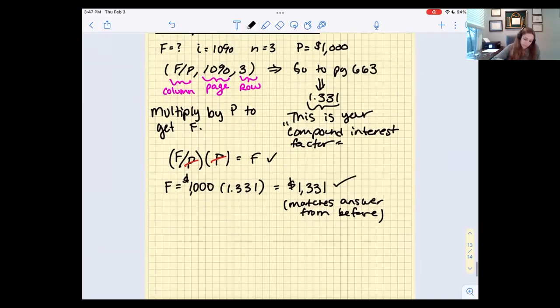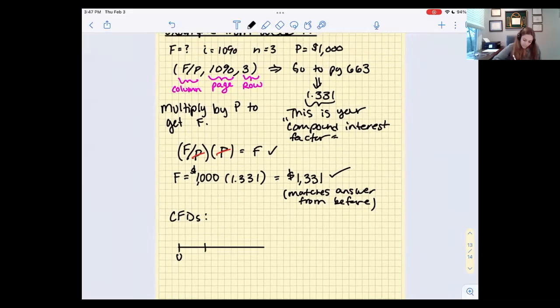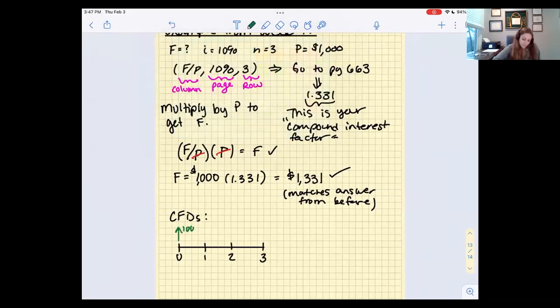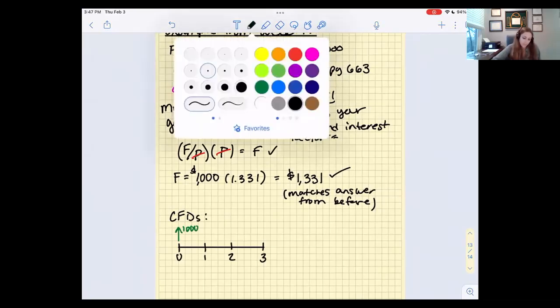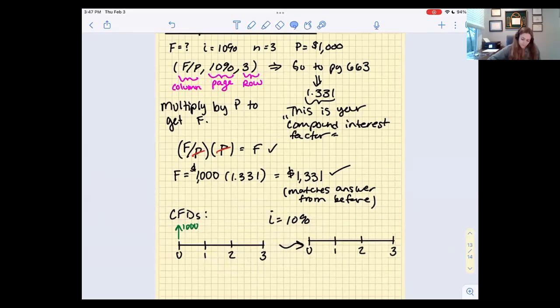So what we're saying is, in terms of cash flow diagrams, we went from having $1,000 at year 0, and given that we were offered 10% interest, we changed it to $1,331 in year 3.